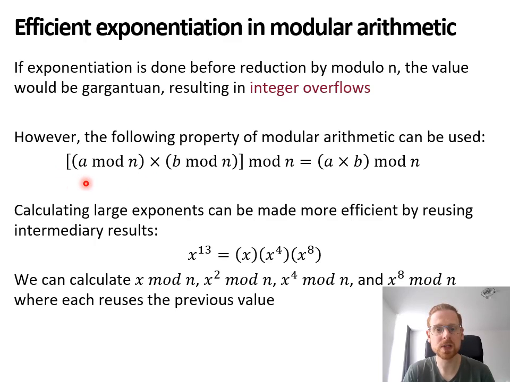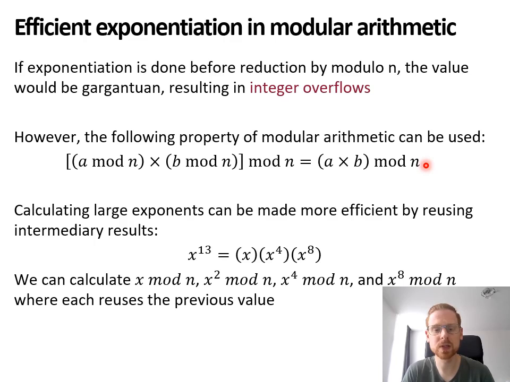This property is that (a mod n) times (b mod n) equals a times b, modulo n. That means that we can already take the modulo of intermediary results and end up with the same solution as when taking the modulo only at the end of the calculation. This reduces the size of the intermediary integers in the calculation.